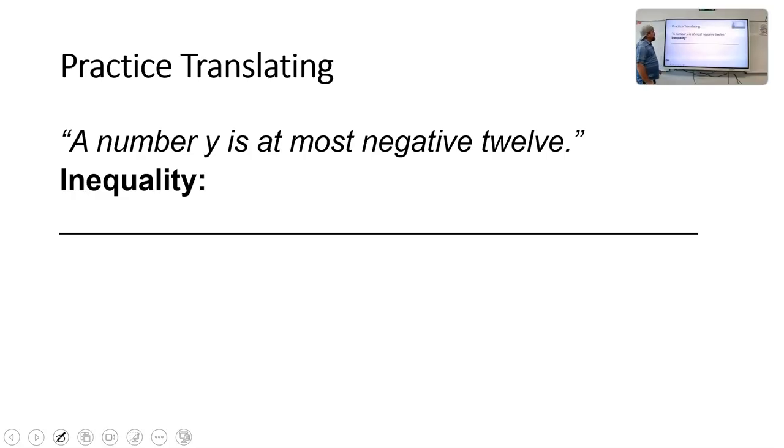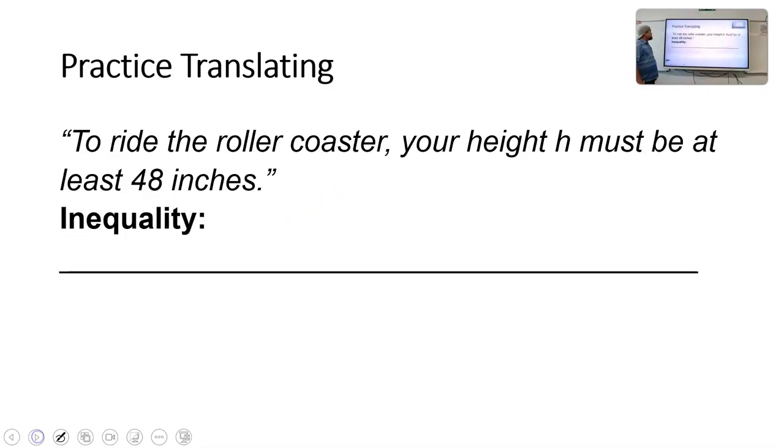So let's just practice a couple translating problems. A number y is at most negative 12. So at most, meaning it can't be any bigger than that. So we're going to say y has to be less than or equal to negative 12. It can be negative 12, but it can't be anything bigger than that. So it's y is less than or equal to negative 12.